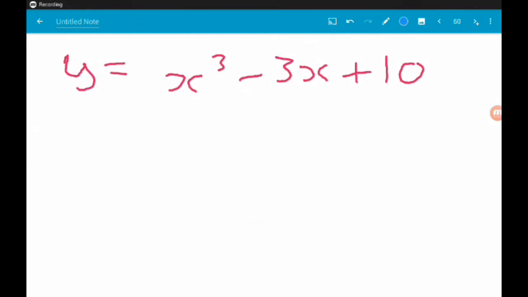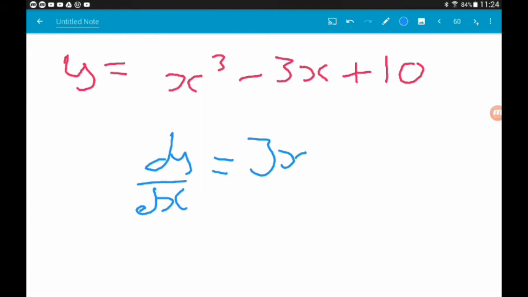Okay, example 2, we're going to go for y equals x cubed minus 3x plus 10. So here we got a cubic, so we might expect for there to be maybe more than one stationary point. Not definitely, but it could happen. So, step 1, differentiate. So dy by dx, well, that's going to be 3x squared minus 3. So that is our gradient function.